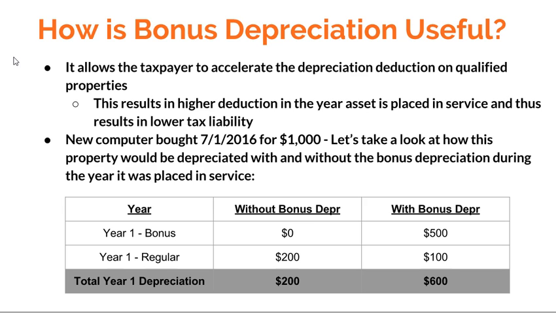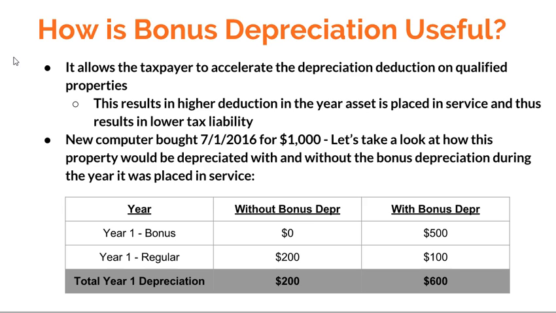Now, with the bonus depreciation, if you recall, for an asset placed in service during calendar year 2016, the bonus depreciation rate is 50%. So right off the bat, the taxpayer would be able to deduct $500 as bonus depreciation, and the remaining 50% of the cost, meaning the remaining $500, would be deducted as regular depreciation. So for the regular depreciation, the taxpayer would be able to deduct an additional $100, for a total depreciation deduction of $600 under the bonus depreciation method.